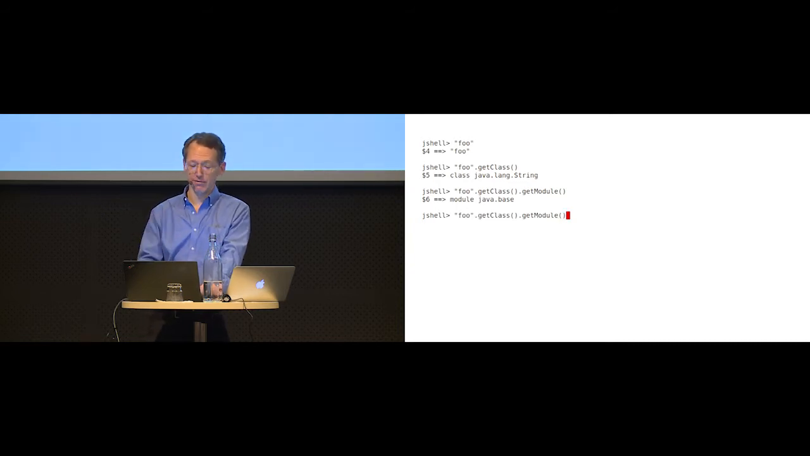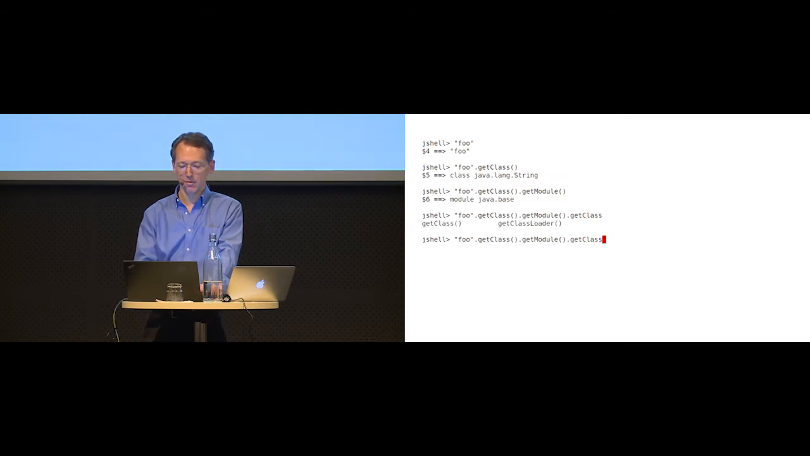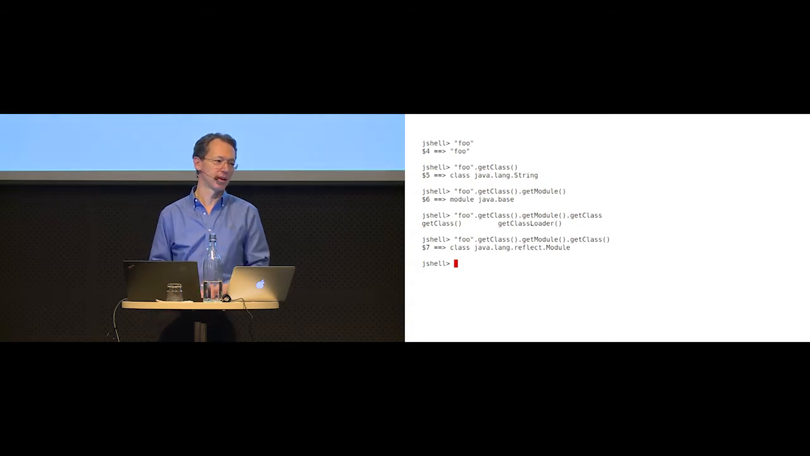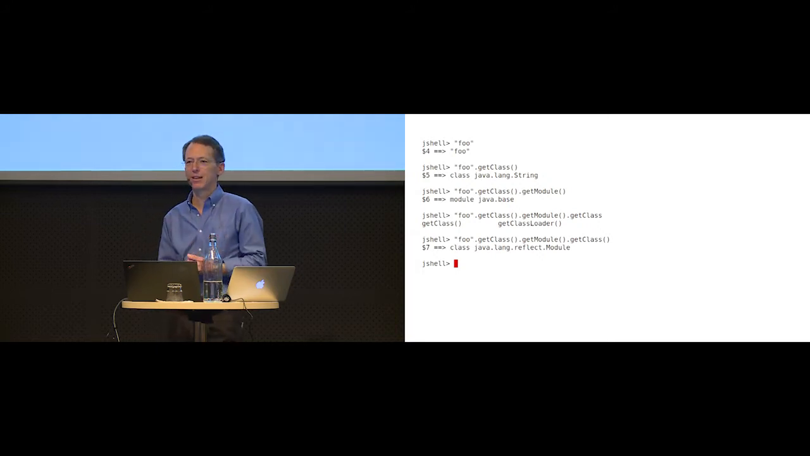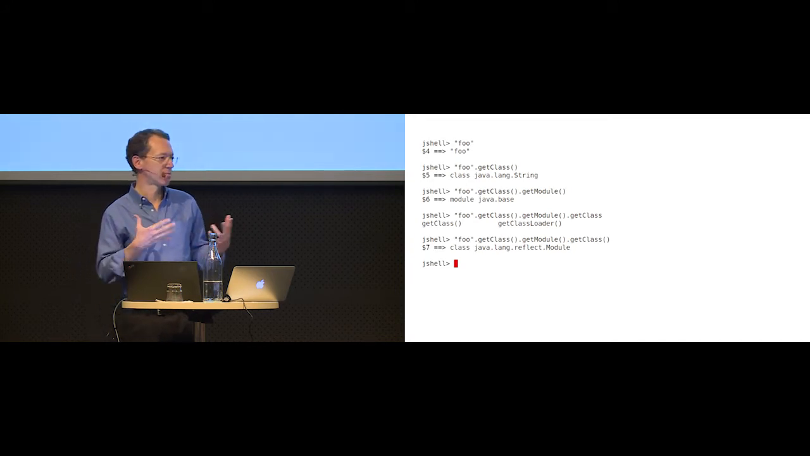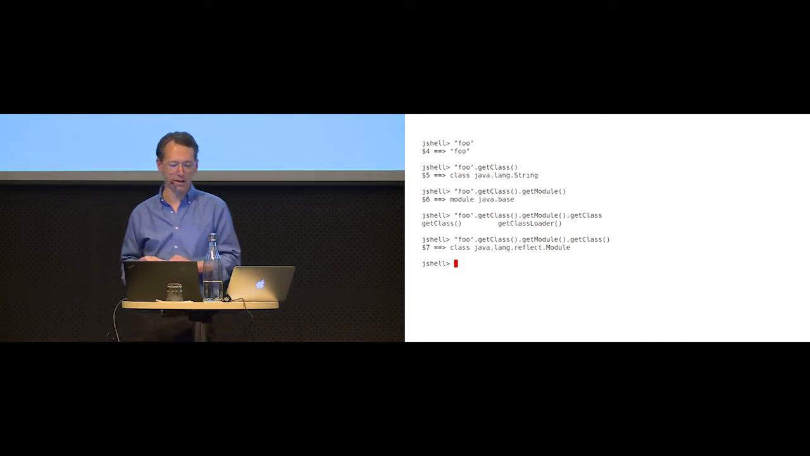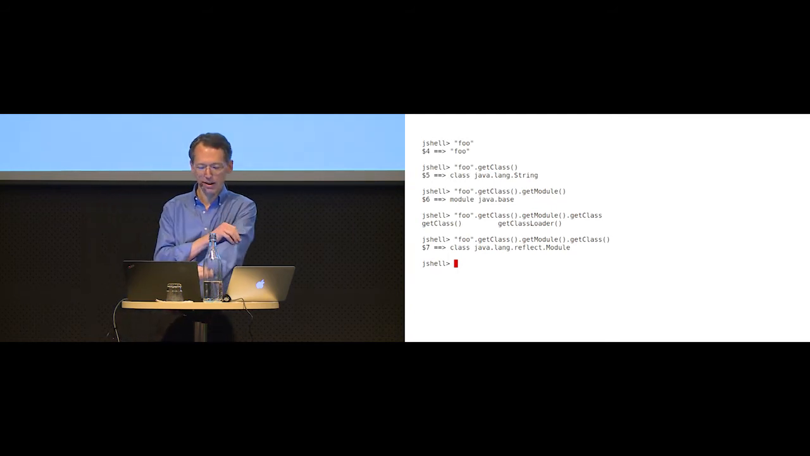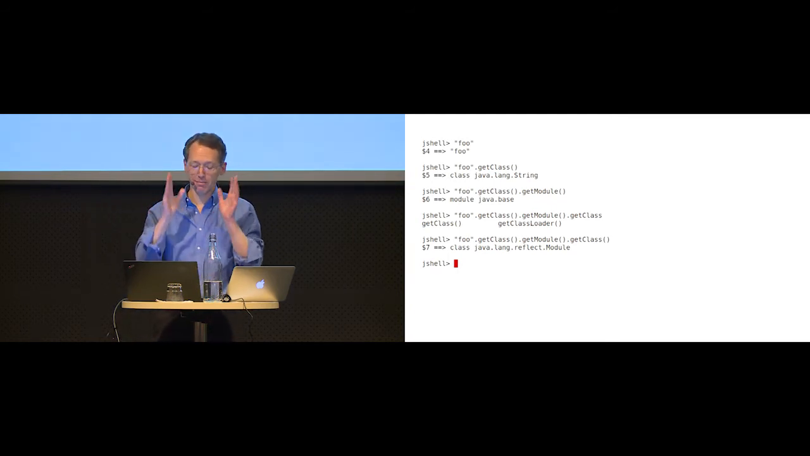Now that's a reflective object, so we can ask what its class is. Whoops. And we find out that it's a class called java.lang.reflect.Module. In the existing java.lang.reflect package, there's a new class called Module that is used to reflect runtime modules back up into the API, so you can inspect them and you can change them in certain ways and do other fancy stuff. So here we are, module system deeply wired in.